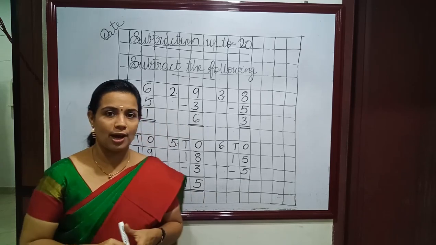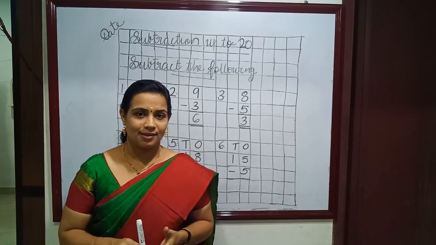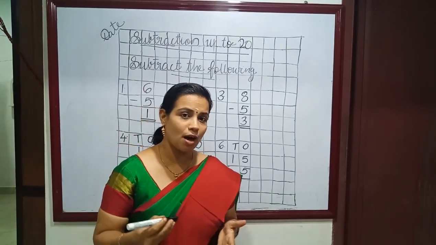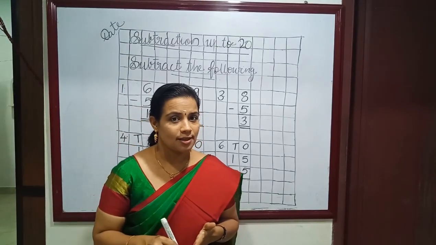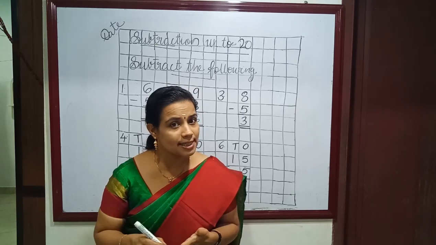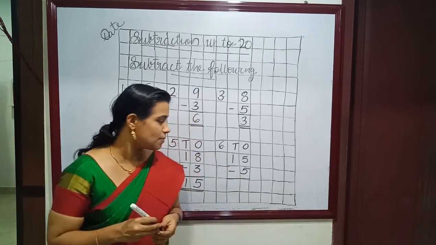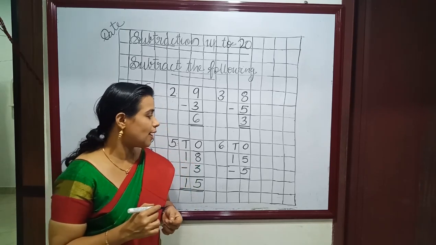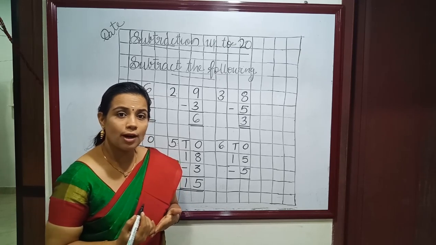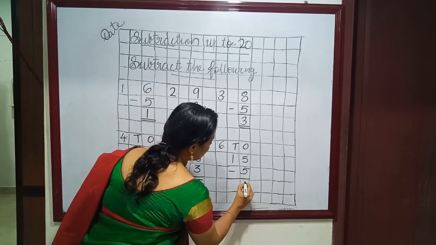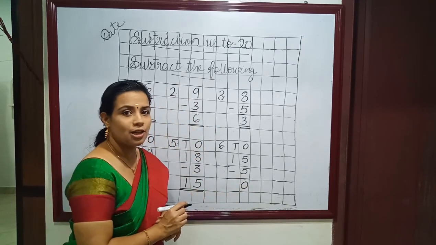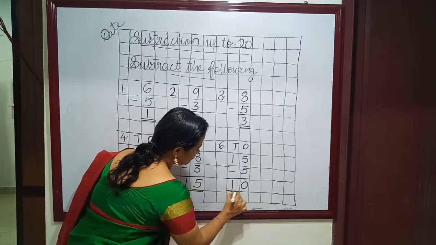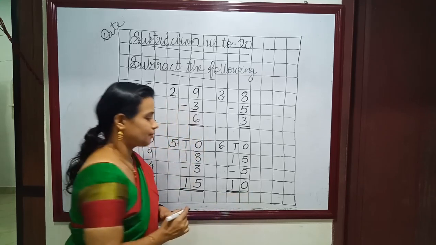15 minus 5. Which digits do we have to subtract first? The digits in the ones place. 5 and 5. So 5 minus 5 is equal to 0. Then what do we do? Bring down 1.